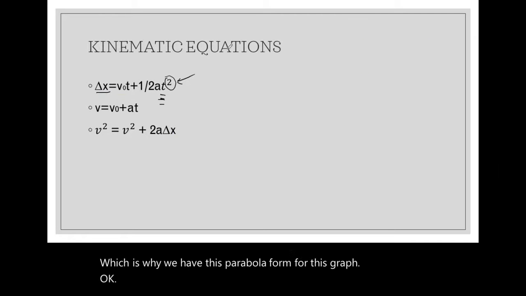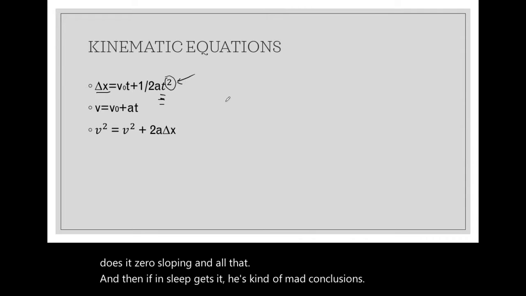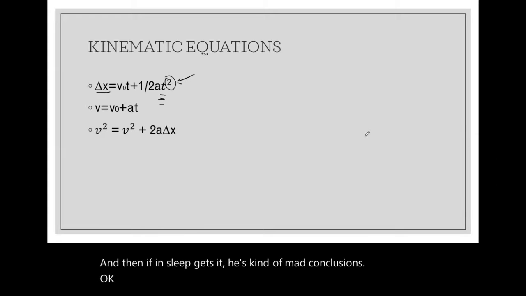Okay, so enough of that now. Let's get into some examples. So far, we talked about acceleration, displacement, velocity, acceleration. We talked about how that looks on graphs, how we interpret those graphs, what those graphs tell us, what the slope means, what the zero slope means, all of that. And then eventually we get to these kinematic equations. Okay, cool. So now let's get into a more solid example, because all that's just the structure. So now let's get into a word problem.